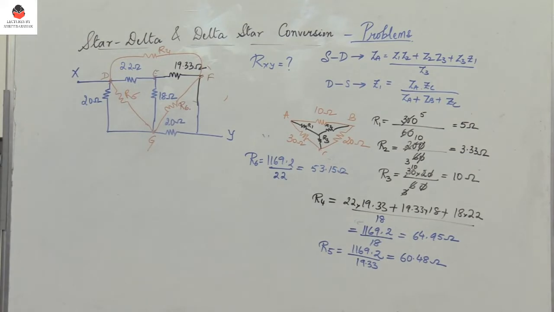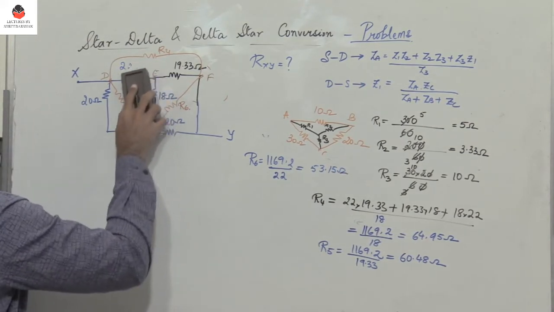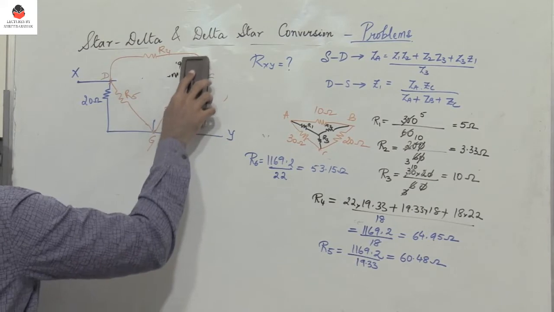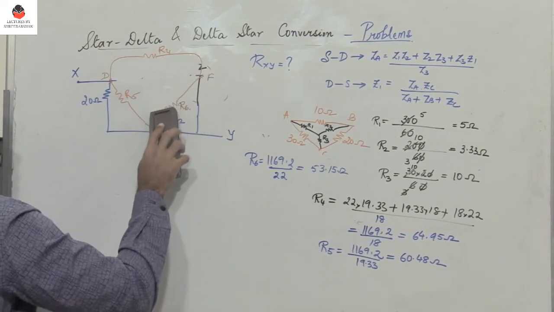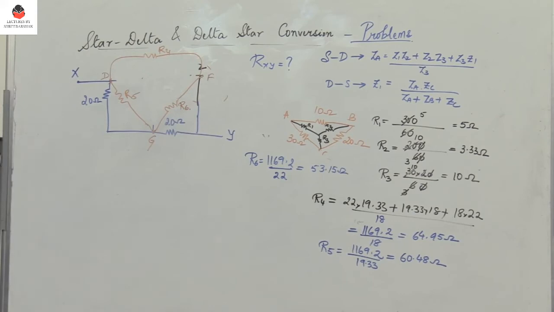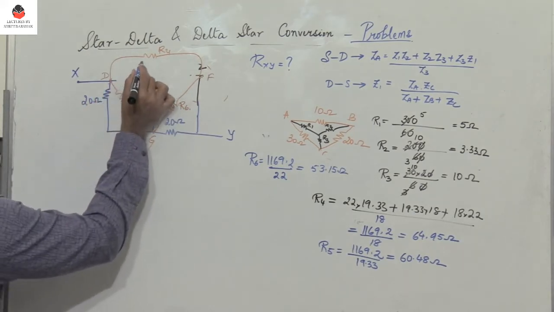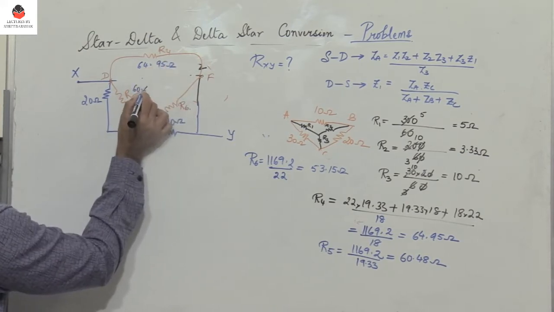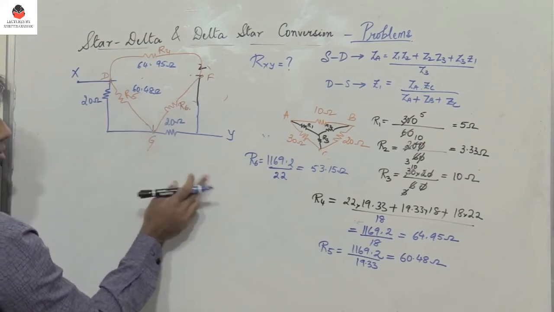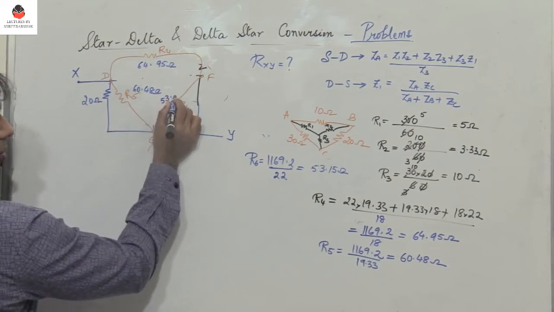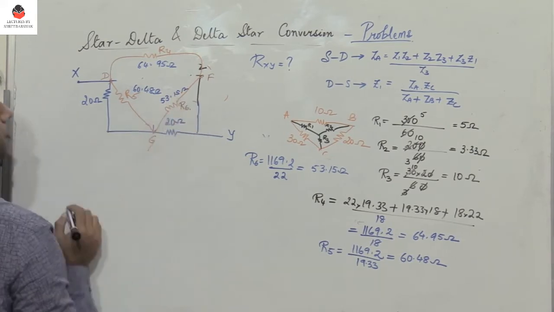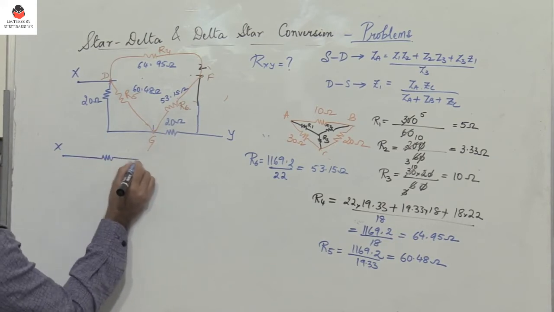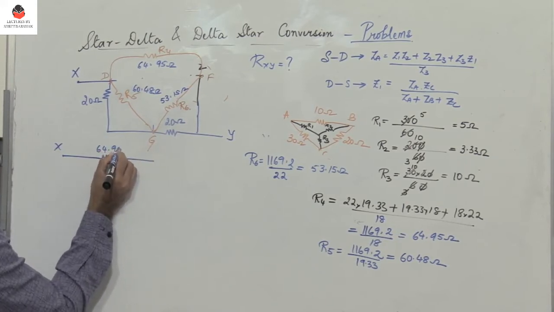So observe, I'm going to now eliminate this star network and replace it by the delta network. So what is R4? R4 is 64.95 ohm. R5 is 60.48 ohm. And then R6 is 53.15 ohm.